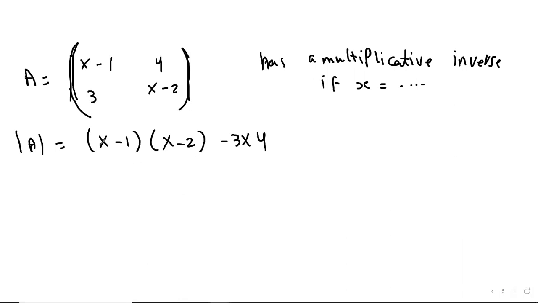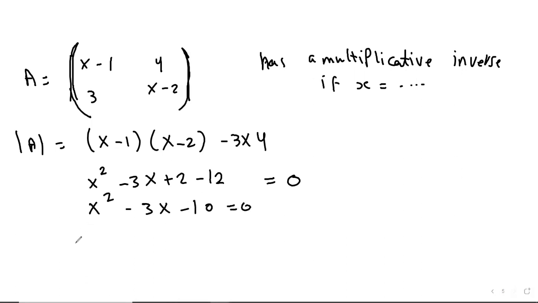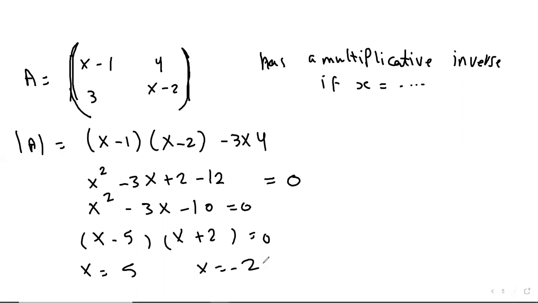Okay. So x minus 1 multiplied by x minus 2, it's x squared, and here minus 3x, and here plus 2, and minus 12. And I'm going to write is equal to 0. So x squared minus 3x minus 10 equals 0. So here we have two solutions, x minus 5 and x plus 2 equals 0. So x equals 5 and x equals negative 2. So they are the only two values which make the matrix have no multiplicative inverse.